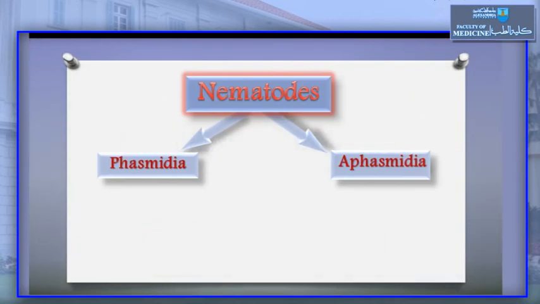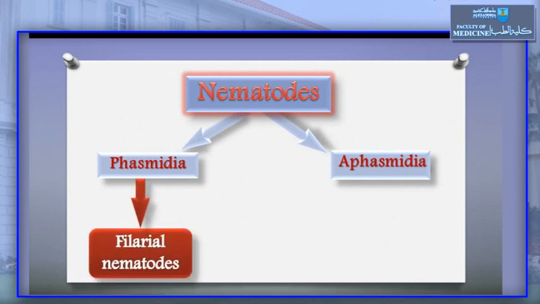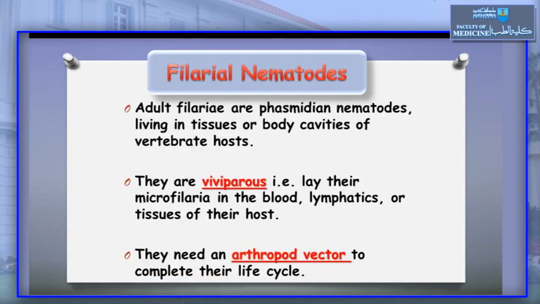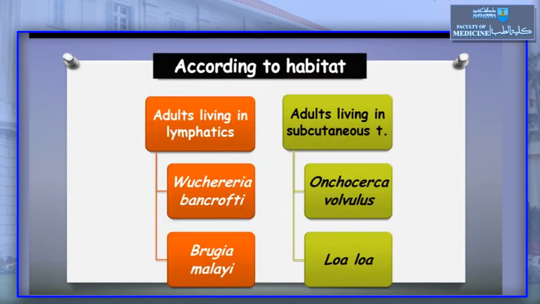As we have known before, nematodes are divided into phasmidia and aphasmidia. Filarial nematodes belong to the phasmidia. They live in the tissues or body cavities of vertebrate hosts. They are viviparous. This means they lay their microfilariae in blood, lymphatics, or tissues of their hosts. They need an arthropod vector to complete their life cycle.